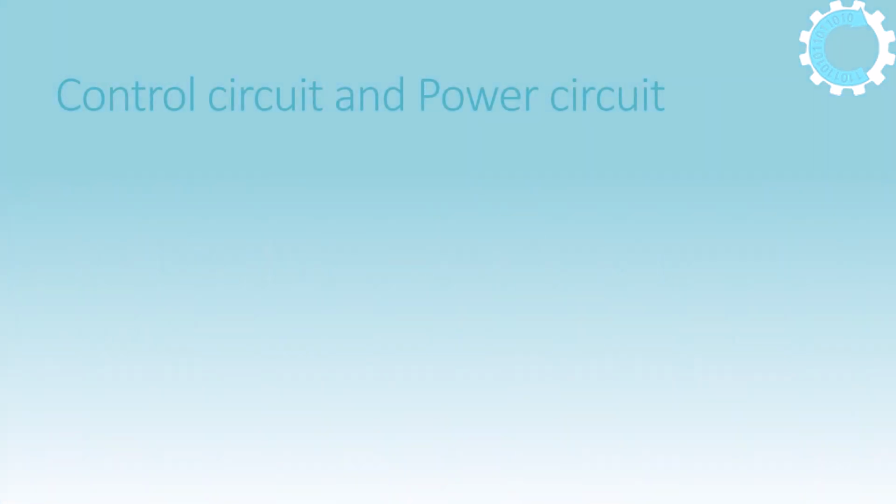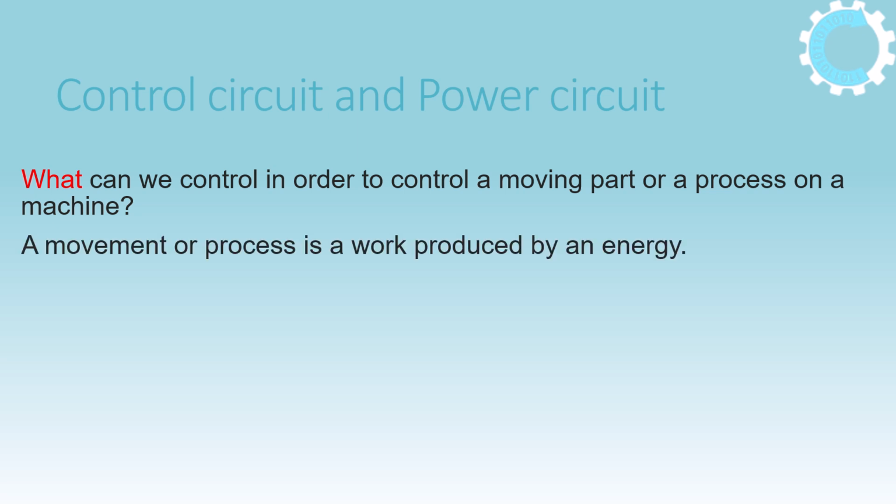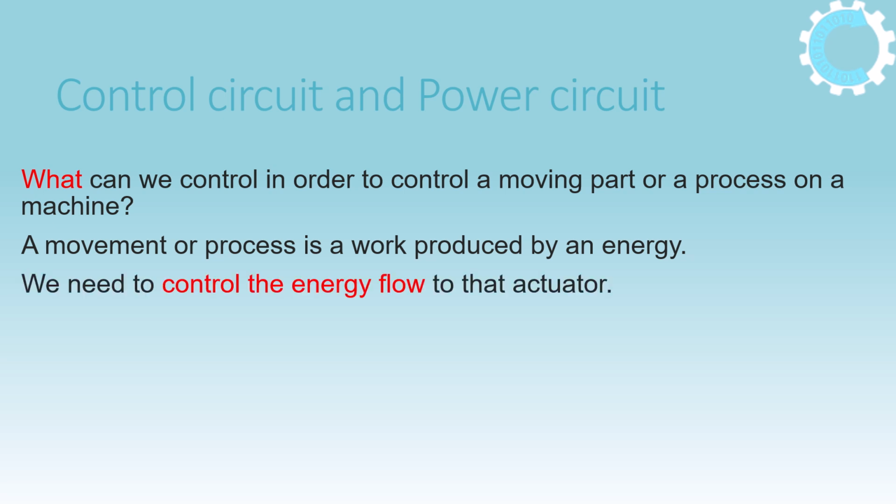When we think about machine control, the first question that comes to mind is, what can we actually control to control a moving part or a process on a machine? To answer this question, we should remember that a movement or a process is a work produced by an energy. So, to control a movement or a process, we need to control the energy flow to that actuator that transforms the energy into movement or a process.